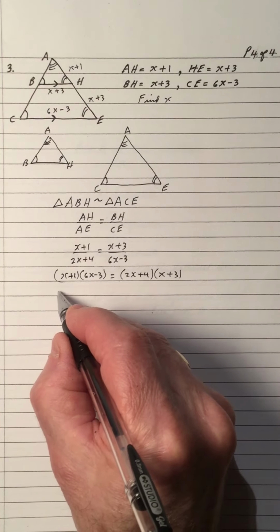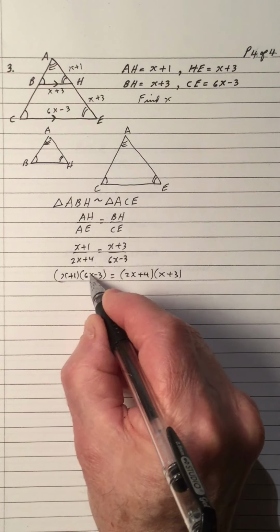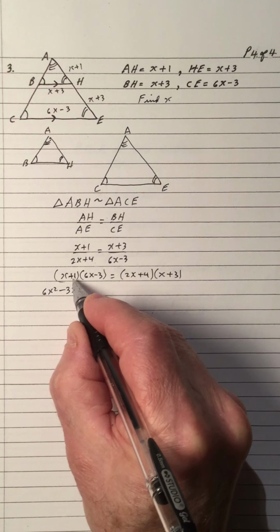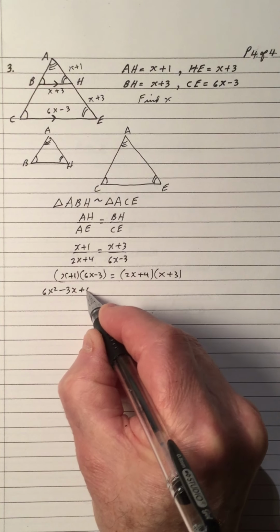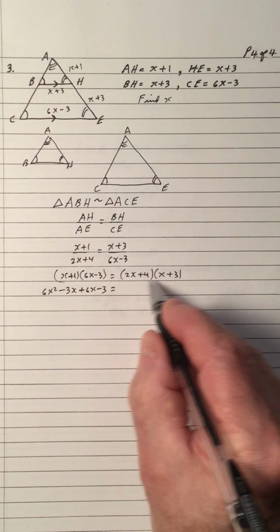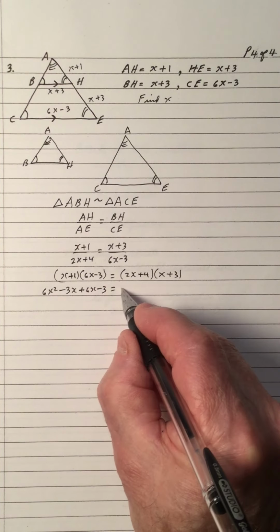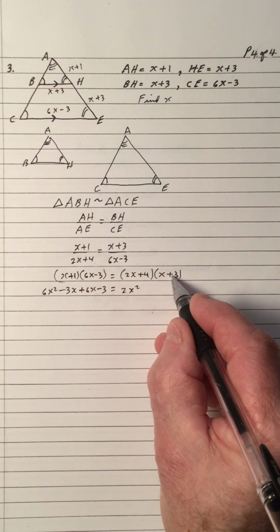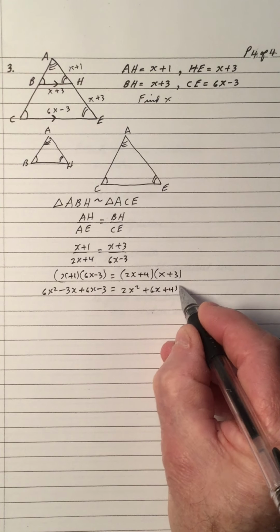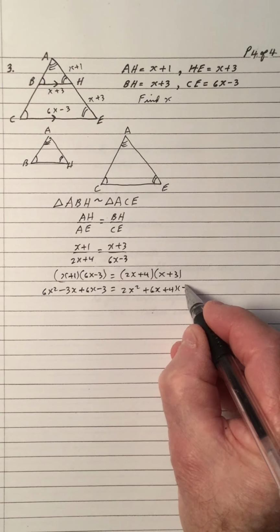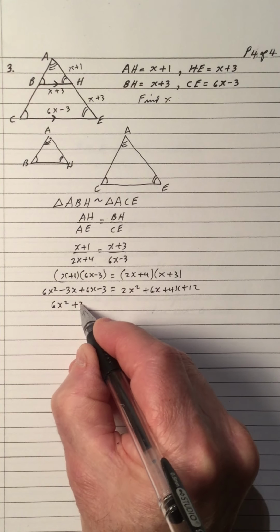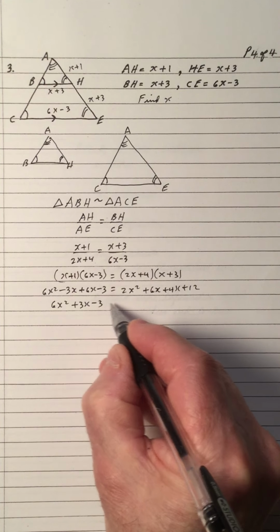And we simplify these by FOIL. x times 6x, 6x squared. x times negative 3, negative 3x. 1 times 6x is plus 6x. 1 times negative 3 is negative 3. Continue with FOIL. First, 2x squared. Outside, plus 6x. Inside, plus 4x. And last is plus 12. Then we simplify each of these expressions first before we transpose. It makes it easier.